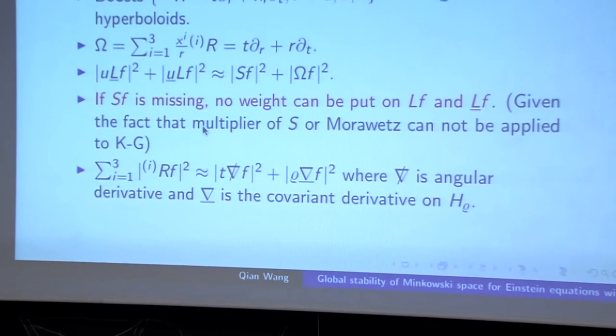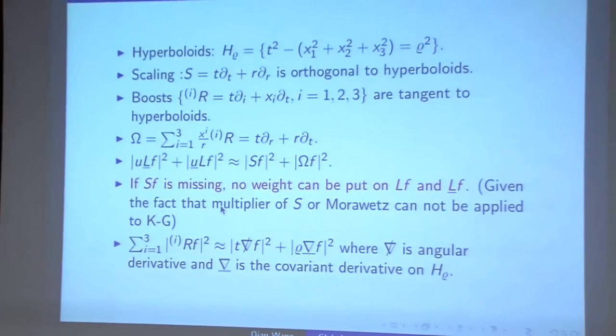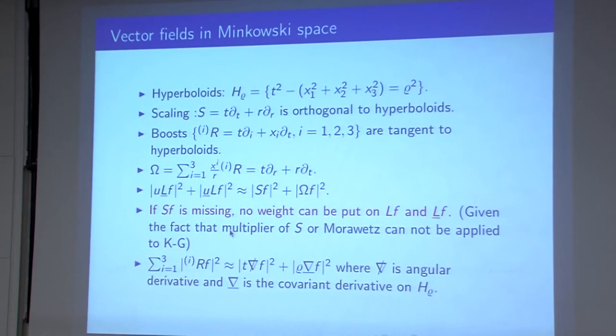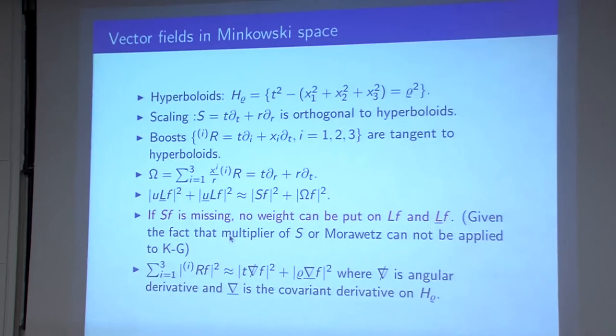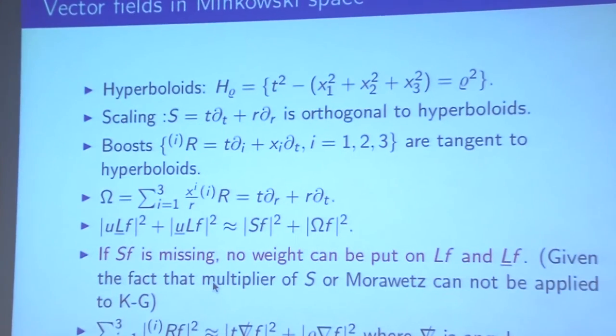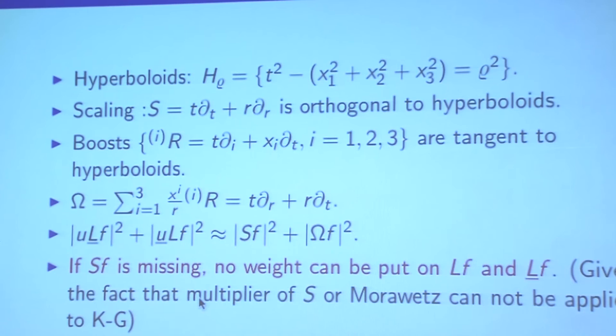Before talking about the new things, I'm going to first review the geometry in the Minkowski spacetime on hyperboloids and the vector fields in hyperboloid. Let me first write down explicitly what a hyperboloid is in Minkowski space, and write the scaling again. And the boost vector field, I explicitly write it. It's tangent to hyperboloid. S is orthogonal to hyperboloid. Actually, I have a picture in the next page, but there is no picture here.